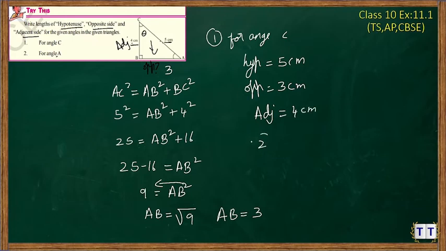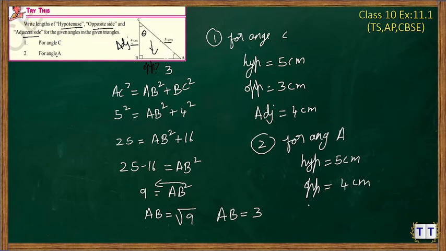For the second angle, what can we write? For angle A, what is hypotenuse? Hypotenuse is the same, 5 centimeters. Opposite will be changing here because theta is now here. Theta is here, so opposite will be my 4 centimeters and adjacent will be my 3 centimeters. Okay, understood?